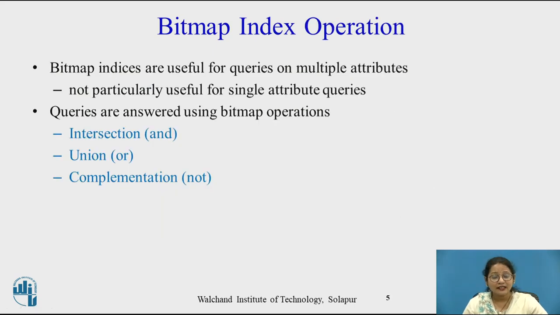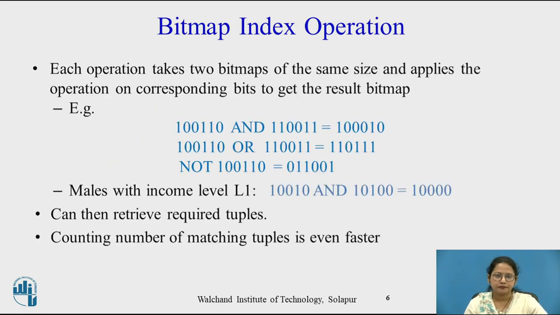So, what different operations are possible with bitmaps? Bitmap indices are useful for queries on multiple attributes. They are not particularly useful for single attribute queries. Queries are answered using bitmap operations. We can perform intersection, union or complementation, that is AND, OR, NOT operations.